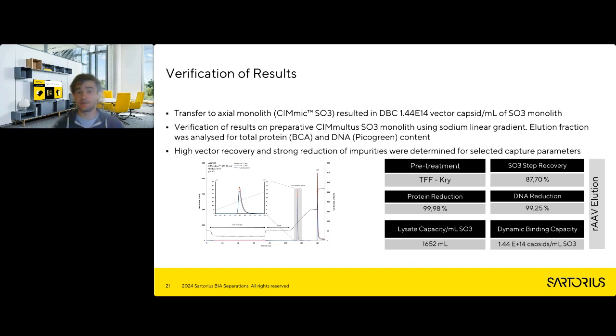We got a binding capacity of 1.4 × 10^14 vector capsids per milliliter of SO3 monolith, and in theory we could then load more than a liter of lysate per 1 milliliter of column.